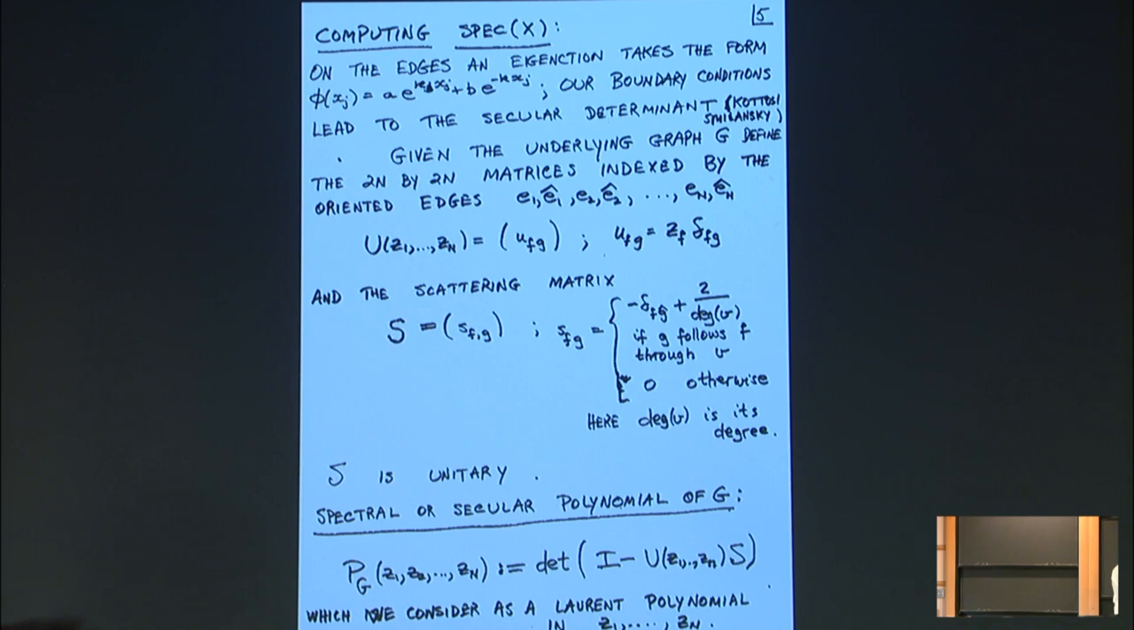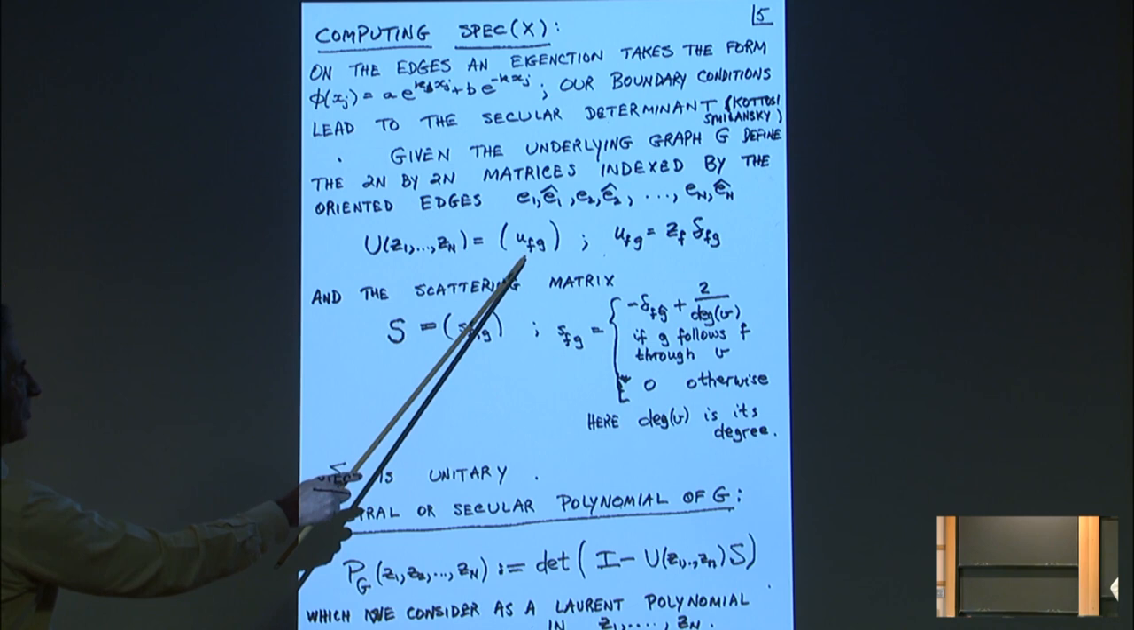So I'm going to make n the number of edges, so I take a 2n by 2n matrix with the following entries. The 2n by 2n matrix is going to be indexed by the oriented edges. So there are n edges. So I take E1, and E1 hat is going backwards. And then we make a diagonal matrix of n complex variables. So this is going to define a polynomial, in fact, a Laurent polynomial with some very interesting properties.